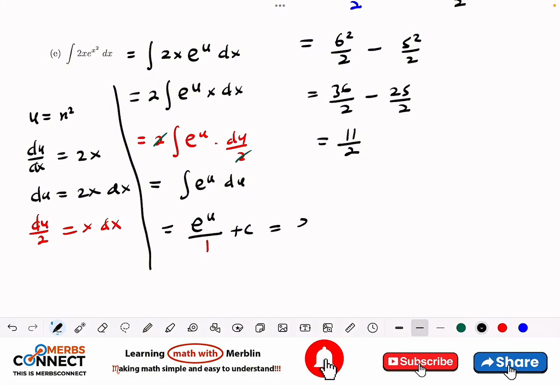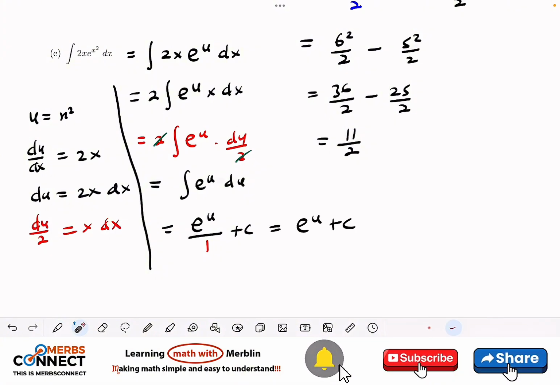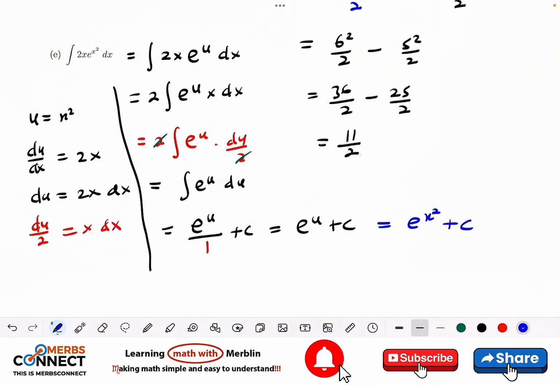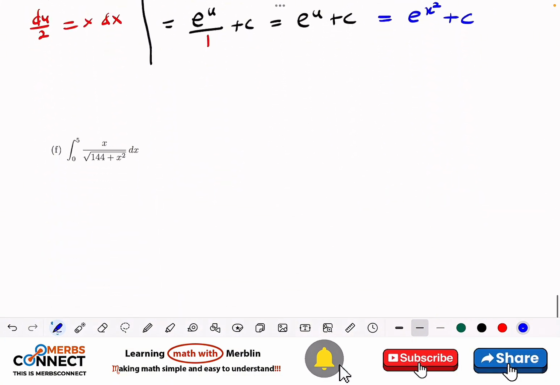So this is going to give us u plus c, but remember to replace the u, which is x squared, and this is going to give us a final answer, which is so beautiful, e to the power x squared plus c. So a lot of hard work, but when you do the hard work, then smart work follows. So that is the idea with everything.